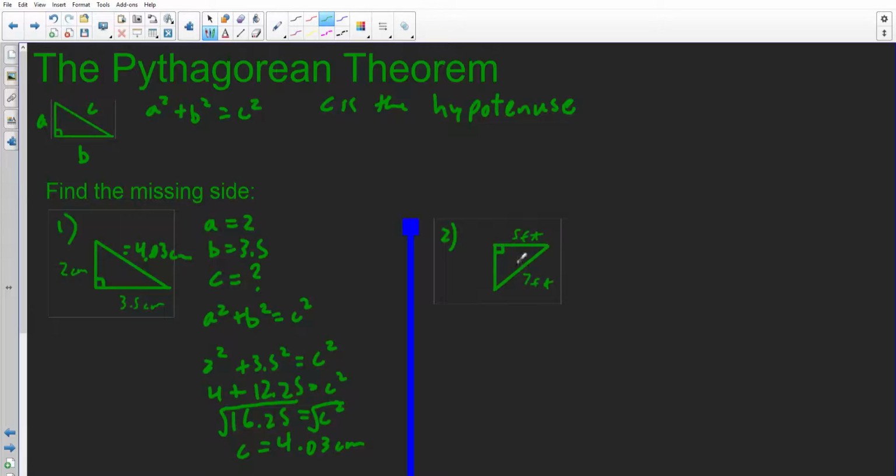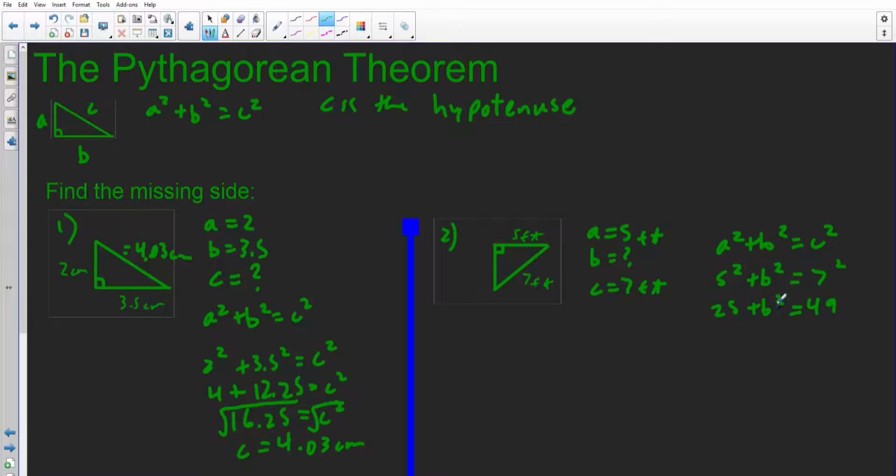Okay, now let's try this one. In this one, we're actually given the hypotenuse, so we have to figure out our formula a little bit differently. We're going to set a equal to 5, b we don't know, and c is equal to 7 feet. Now I could have said b is equal to 5 and a we don't know. It doesn't matter. We're just solving for one of the other sides. So our formula is a squared plus b squared is equal to c squared. So we fill it in: 5 squared plus b squared is equal to 7 squared. So 25 plus b squared is equal to 49.